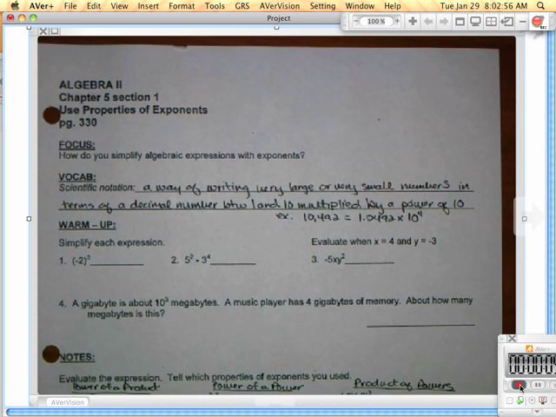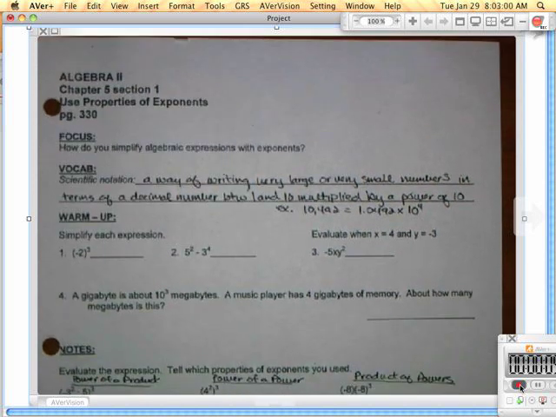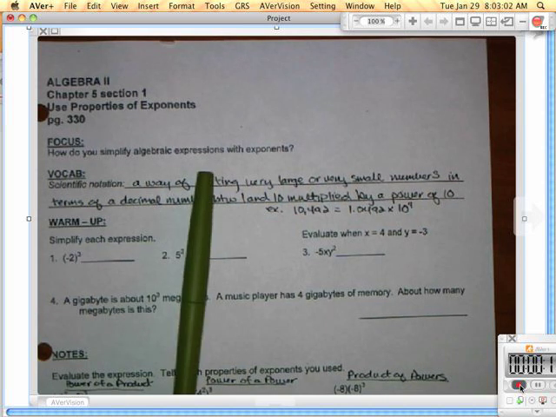Chapter 5, Section 1, Use Properties of Exponents. This is starting on page 330. How do you simplify algebraic expressions with exponents?